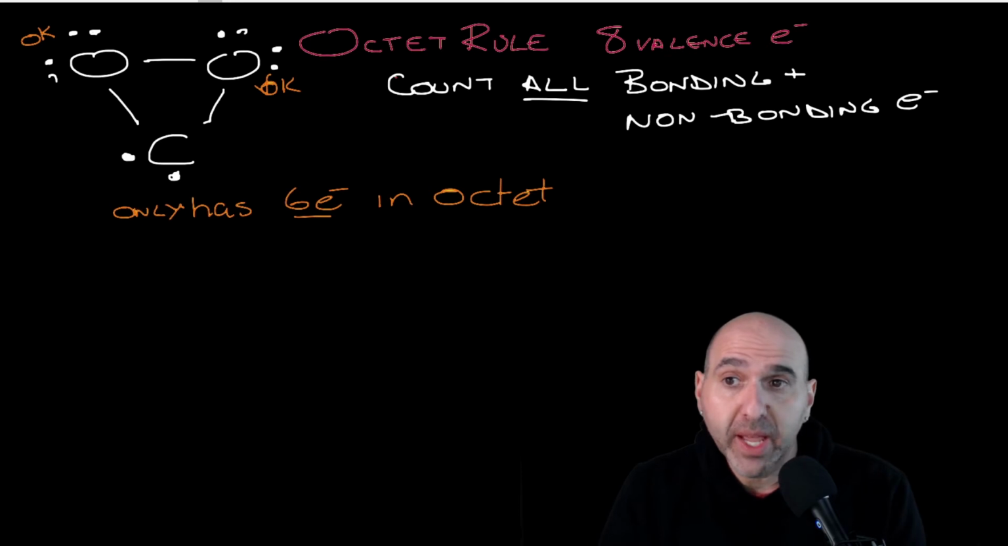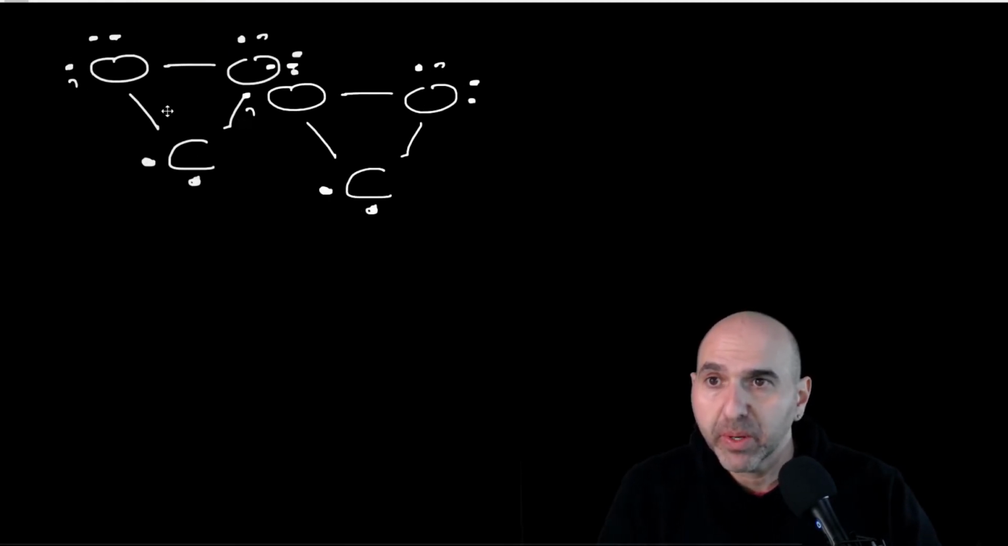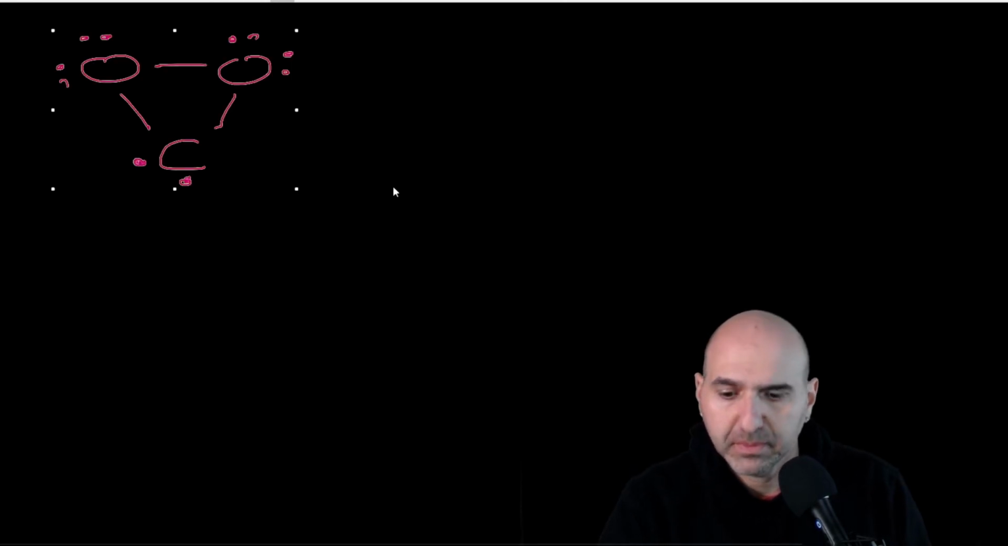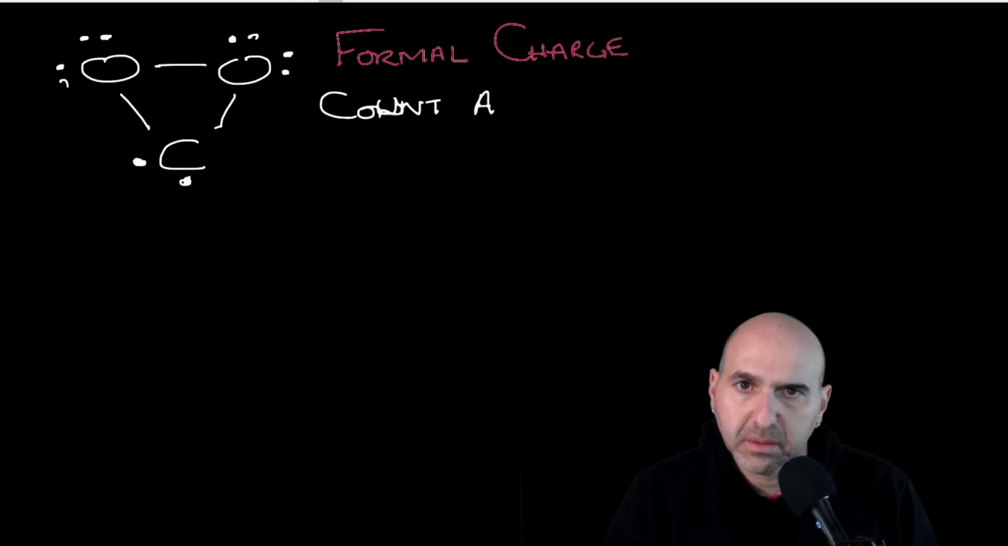So right away, if you draw a structure like this and you count for your octet rule, you know, oh, carbon is missing electrons. This is not a good structure. Even though we already know this isn't a good example, we're going to use it for counting formal charge as well because it illustrates the point. So in the case of formal charge, we count all the non-bonding electrons.